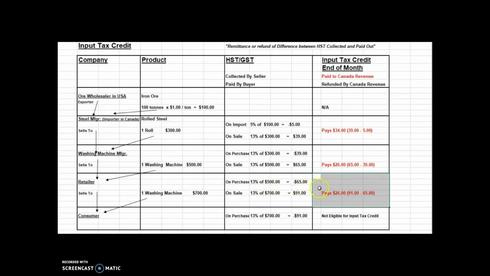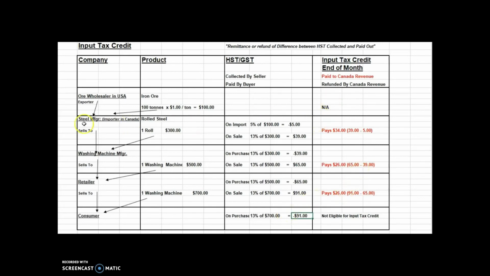They net zero. Now the consumer has purchased the washing machine and paid $91. They're not eligible for an input tax credit. They pay the $91. They're out the $91. Sucks to be us.